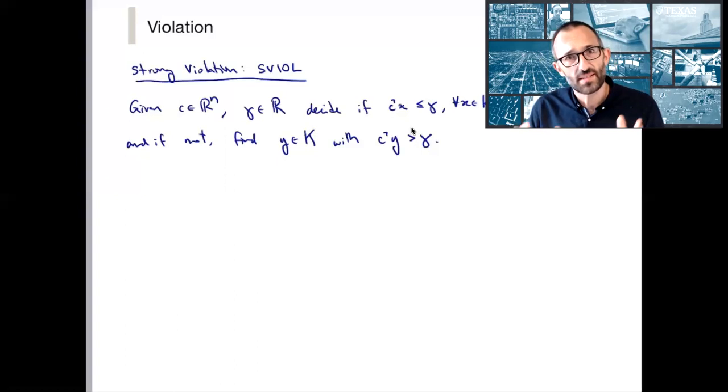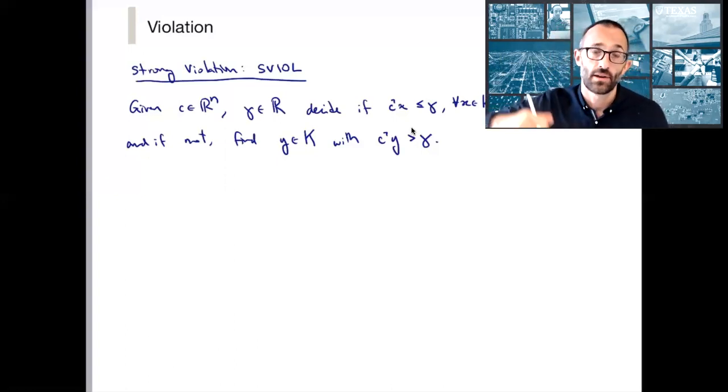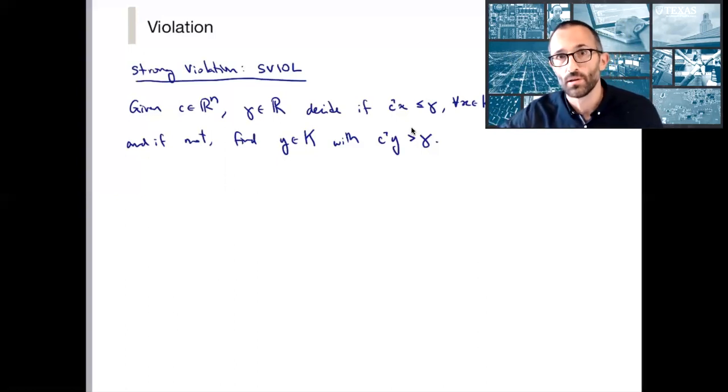So another way to think of this is that this violation problem is really just the decision version of linear optimization. So if we take linear optimization and we turn it into a decision problem, then this is it. And you can also see that certainly for the weak violation problem, which I'm about to write down, and the weak optimization problem, a violation oracle gives us an optimization oracle by simply just bisection. So bisection on gamma, the threshold.